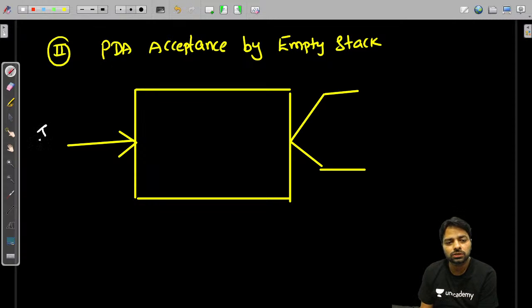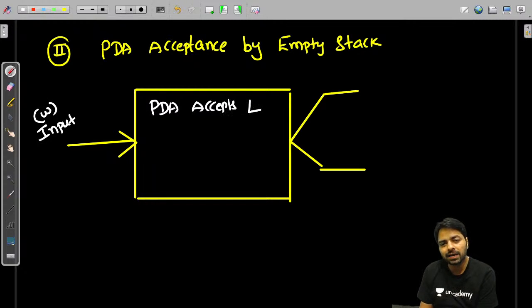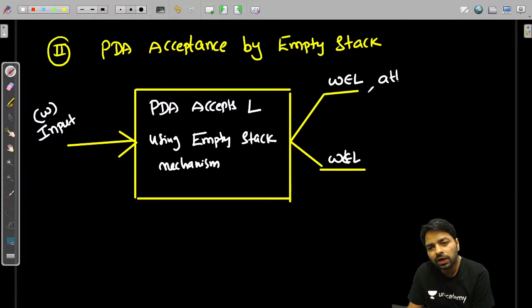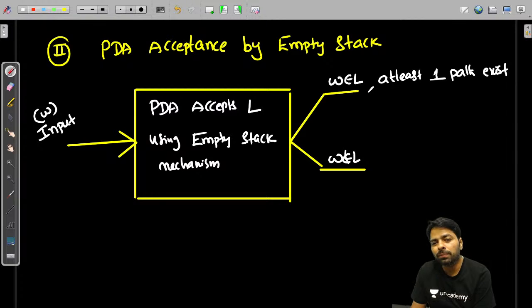I'm giving input W, let's say, and this PDA accepts a context-free language only, accepts L using the empty stack mechanism. And somebody designed it, or we designed it, doesn't matter. How do we understand if W belongs to L? Again, at least one path exists. Remember that, do not forget that. You need to find out which path, and at least one path exists that makes the stack empty.